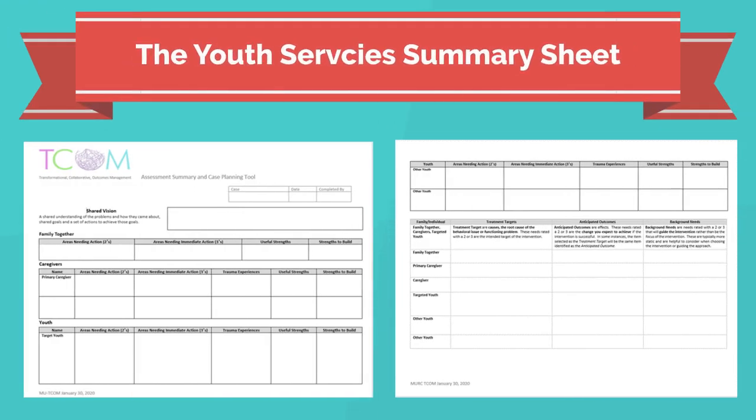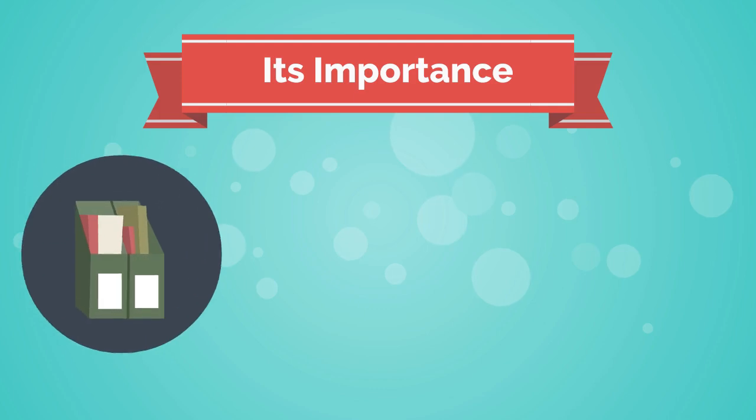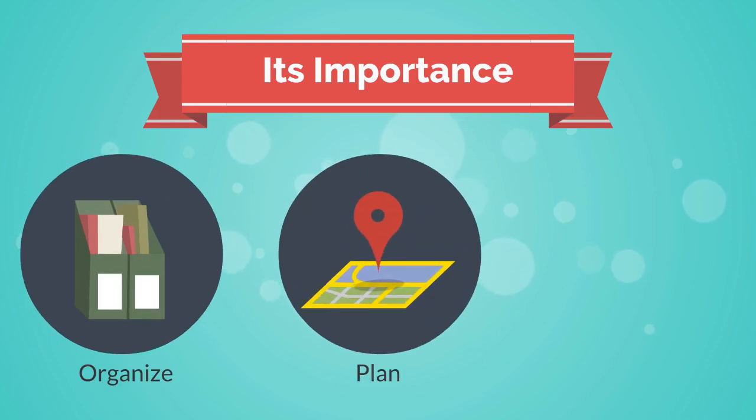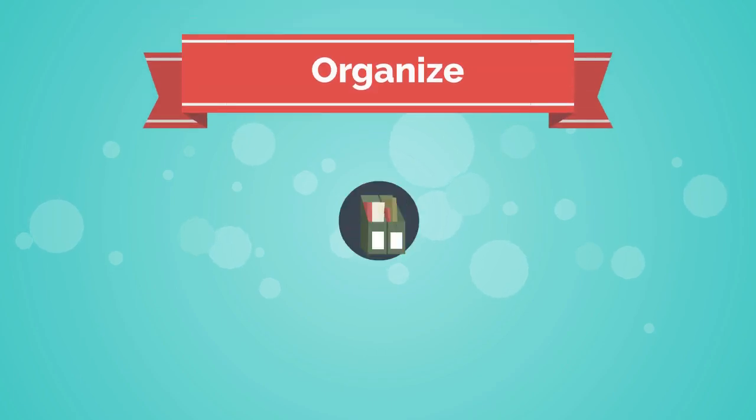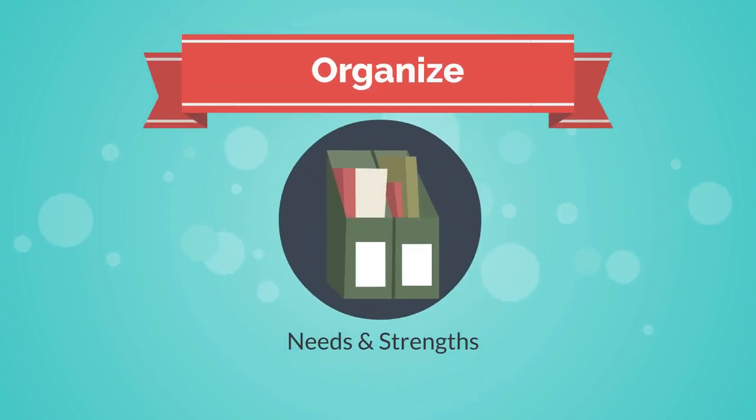Pictured here is a Youth Services Summary Sheet we will be discussing today. We want to use this summary sheet for three things: organizing, planning, and visualizing. So let's talk about organizing needs and strengths into the summary sheet.